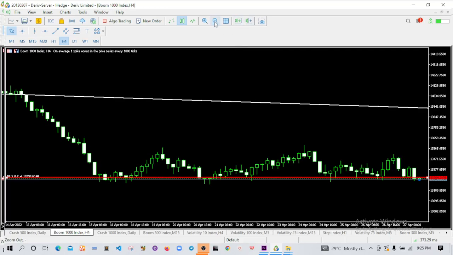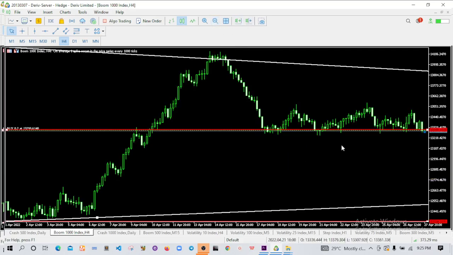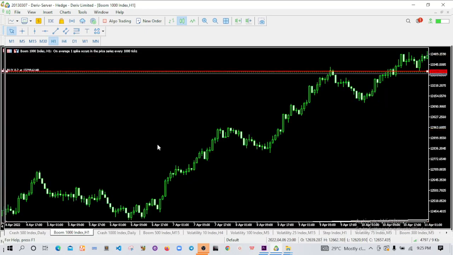Let me zoom out a bit. What I did is that I went to a lower time frame to check if there is any signal at all for me to enter a trade. Instead of me to keep waiting on the 4 hours time frame to see a signal, I can shift to the 1 hour time frame, guys.